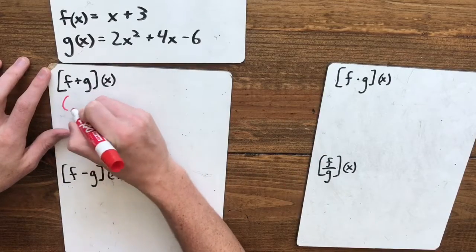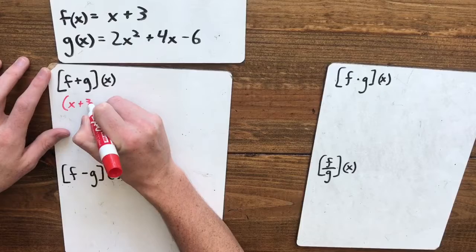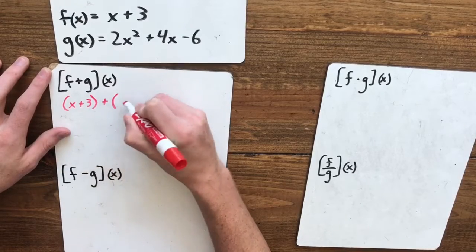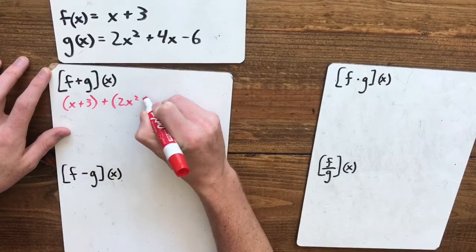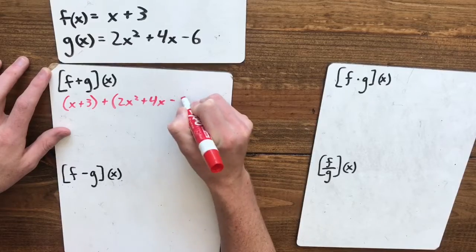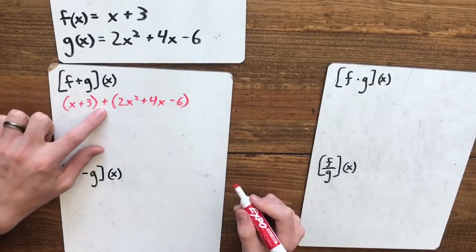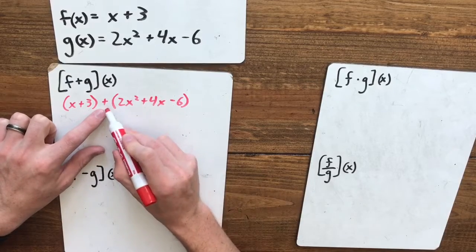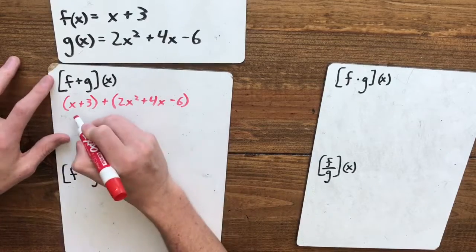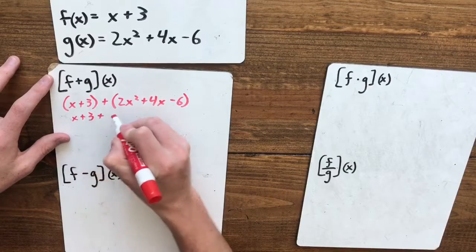So I've got my f function, x plus 3. I'm going to be adding that to my g function, 2x squared plus 4x minus 6. I would keep these in parentheses until we set up our operation. Now we can see we're adding one of these, so we can drop these parentheses and we can combine like terms.